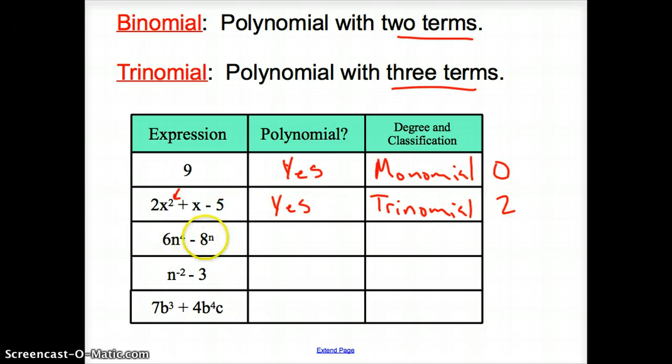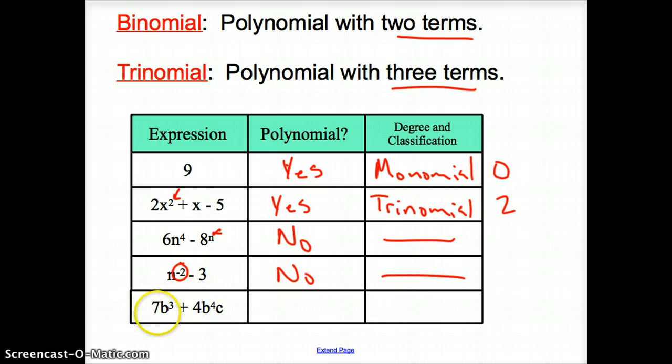Next, is this a polynomial? Well, yes, but can you have that 8 to the n? No, that is not a polynomial, so therefore we cannot classify it. Next, starting with n to the negative second, we look at negative second. Can we have that as a polynomial? No, because we cannot have negative exponents, so therefore we cannot classify it.